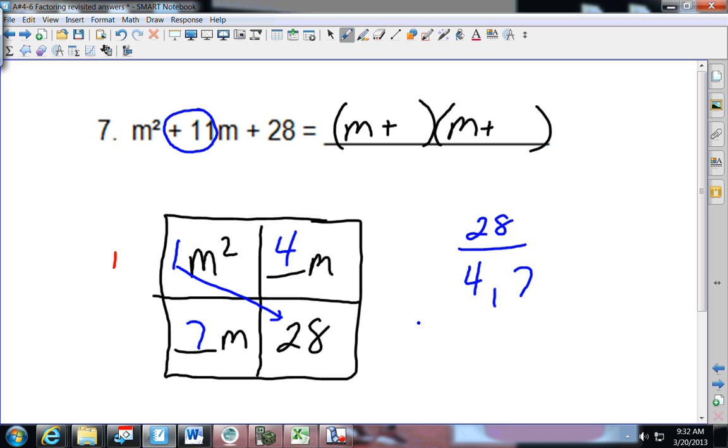M squared splits up as m and m. M times what is 4m? 4. M times what is 7m? 7. So it's plus 7 plus 4. If you saw that already or knew how to put that in the calculator and found it, you wouldn't have to go through and do the box, especially if it's just an m squared or x squared.